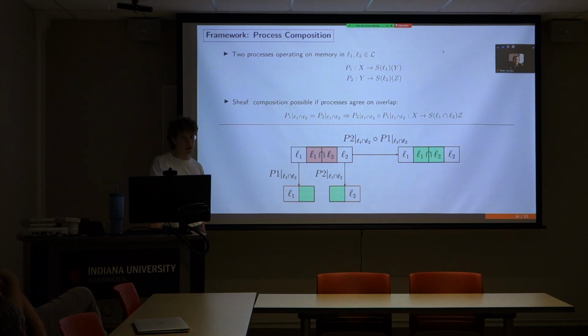So you can't just normally compose them because the domain of the S doesn't really match up. The first process is only defined on the memory region L1. The second process is only defined on the memory region L2. But in order to see if you can compose them, we want to specify the two processes on the overlap.